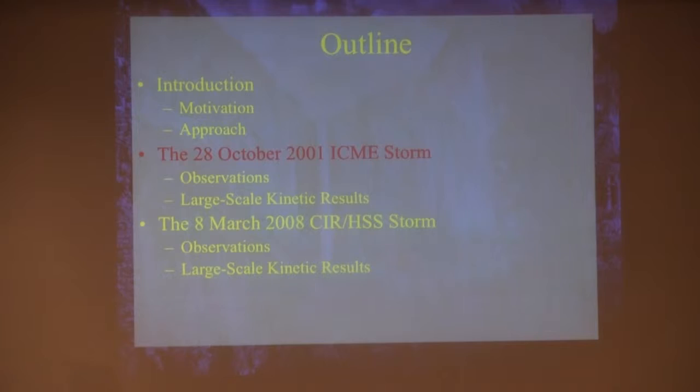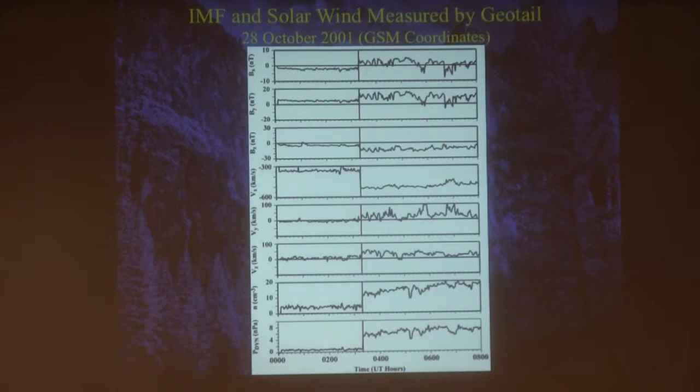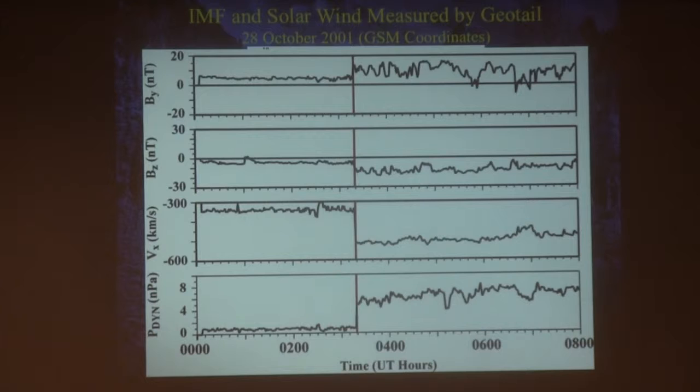So let's talk about the October 28, 2001 storm. Let me zoom in instead of having you squint. For that storm, the important parameters, and this is Geotail sitting just upstream of the bow shock. We have a BY which starts positive and goes strongly positive when the CME strikes the Earth at about 3:20 UT. That's the red line. BZ is southward and goes more southward. VX has a jump, and the dynamic pressure has a modest jump. The density in the solar wind isn't that high, so we get about 6 or 7 nanopascals of dynamic pressure.